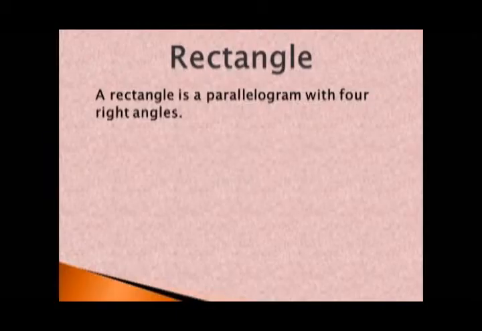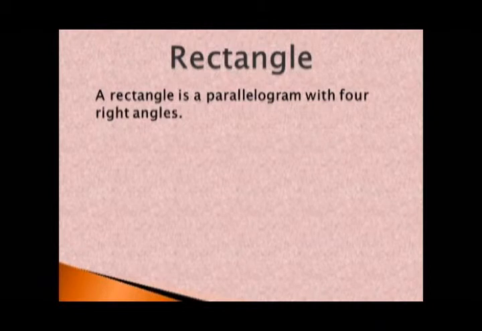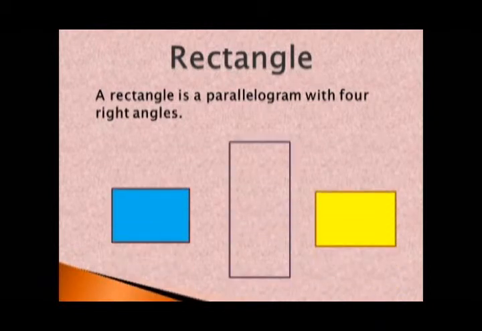We will now look at what is a rectangle. A rectangle is a parallelogram with 4 right angles. Here we have 3 rectangles. Each rectangle has 4 right angles highlighted.